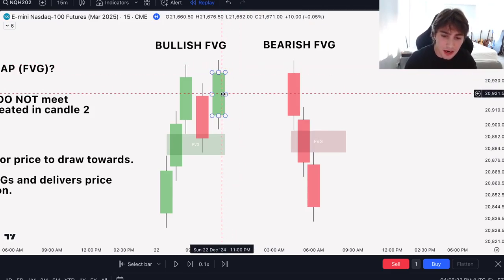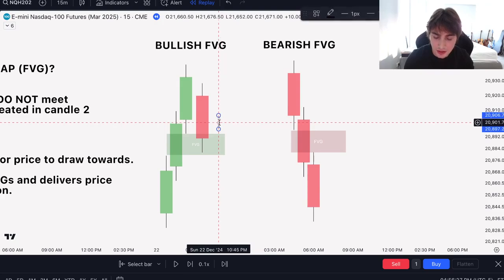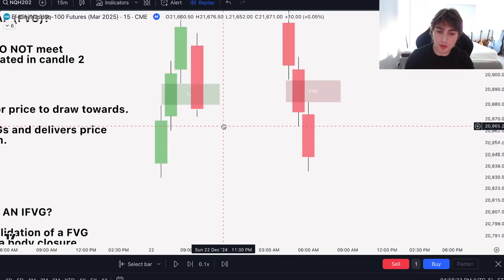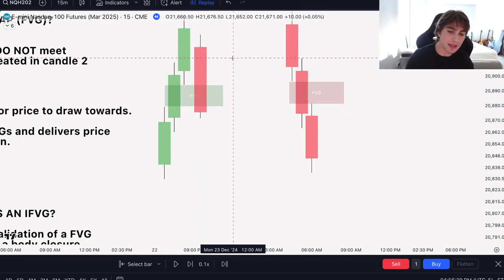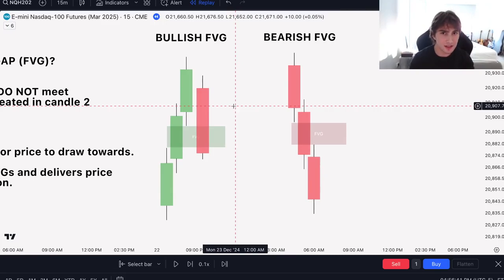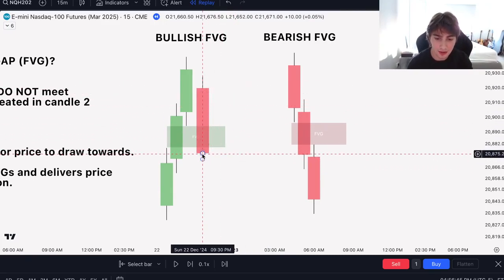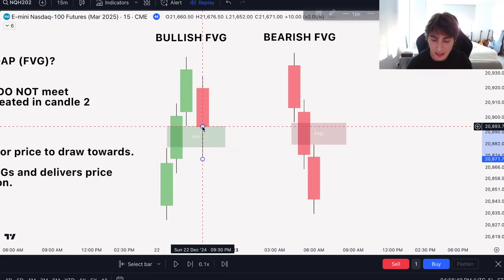But now let's say price decides to trade through this fair value gap and we close past it, right? So we're not just trading into it and then wicking out of it. That's fine, that's still being respected. Price can trade even up until this point, but then wick past it, right? It can end up reacting and still end up holding that fair value gap.